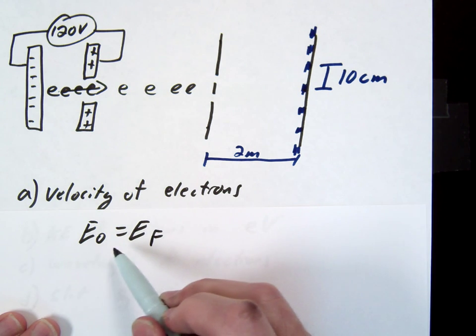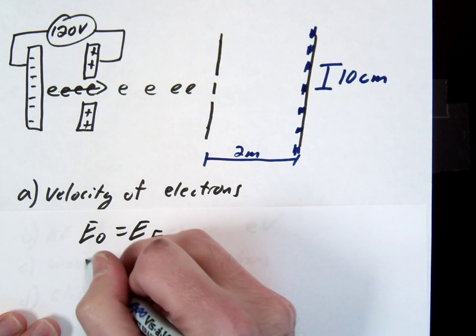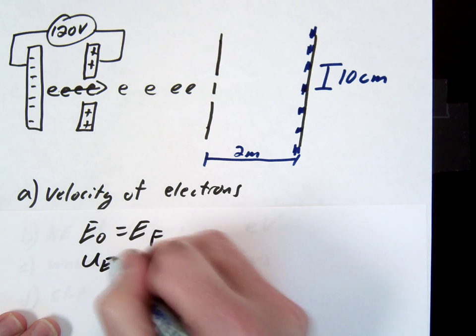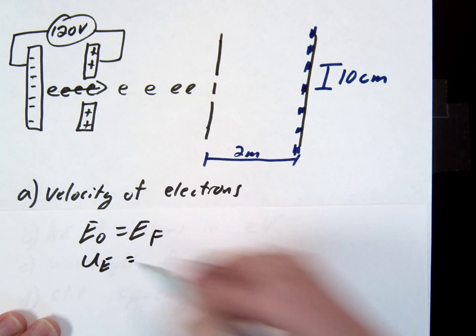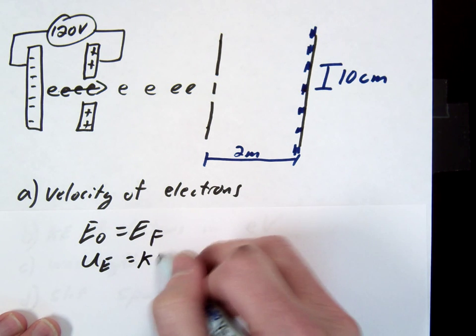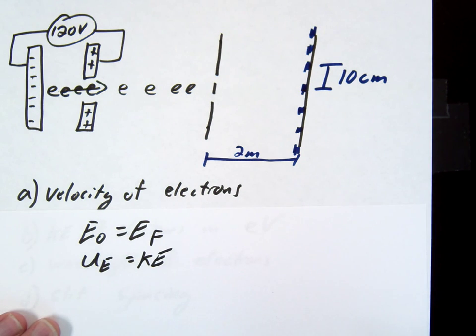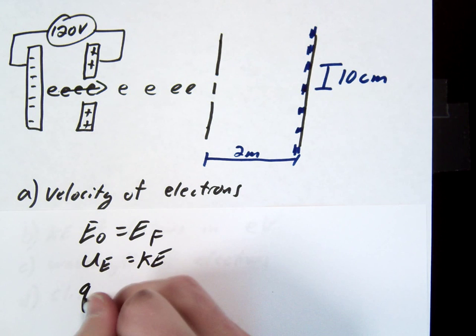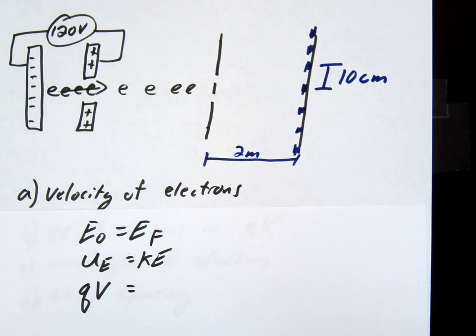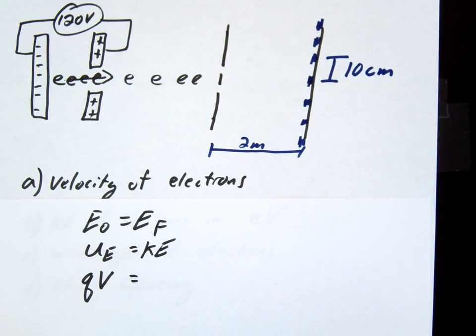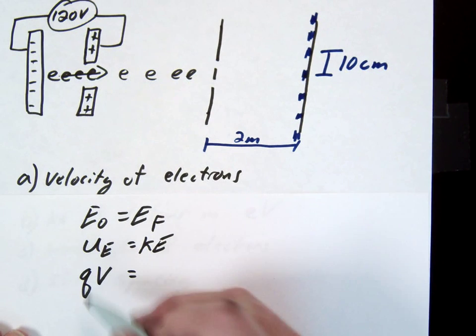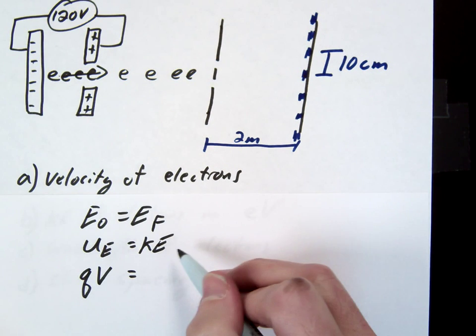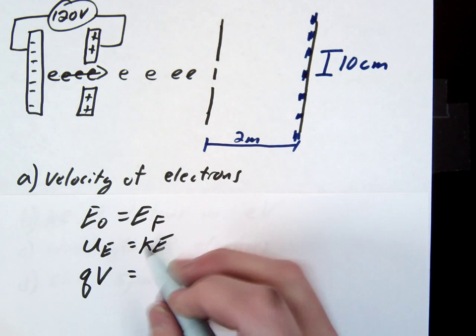E initial is, what's the energy initial? Okay, UE. And what's the energy final? KE. So what's the equation for UE? QV. Okay, it's not 1/2 QV. Be careful, that's for capacitors. QV equals, what's the thing for KE?